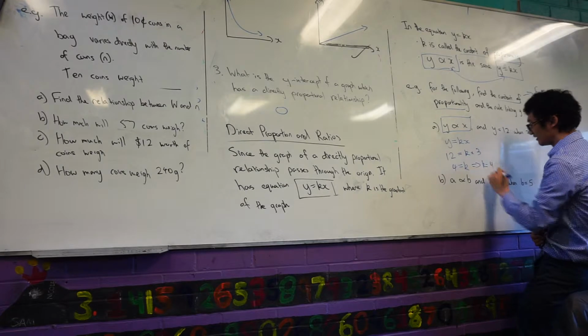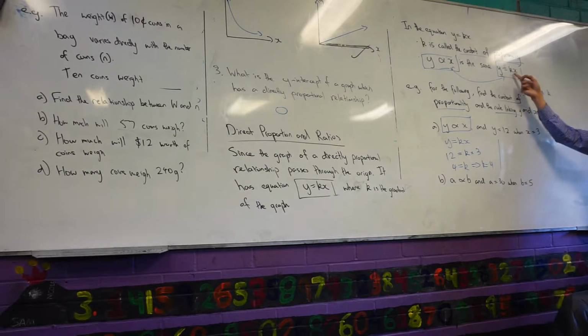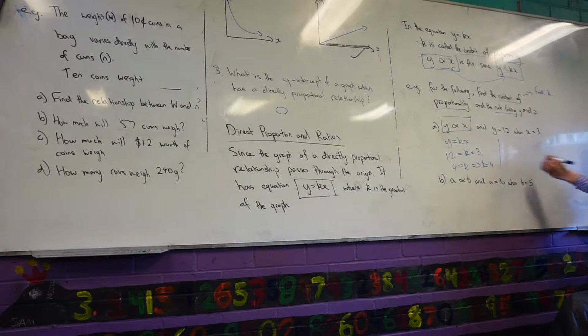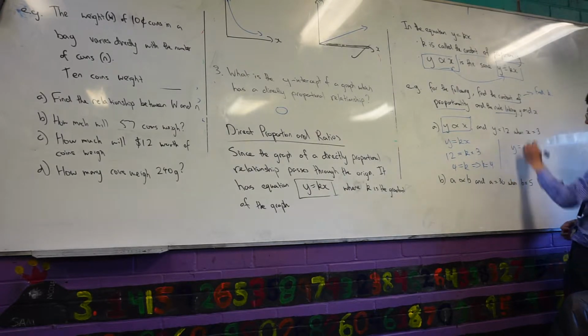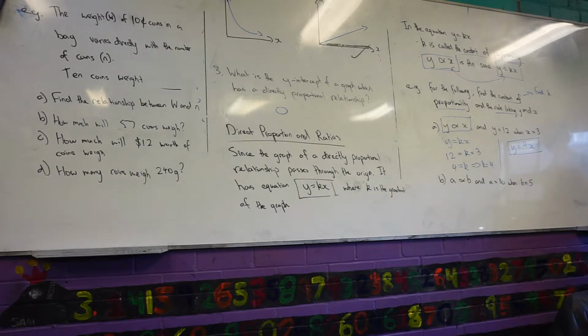That's not quite the end of the question because they also want me to find the rule linking them. All that's asking for is for you to write that statement in this form here. So all we write down is y is equal to 4x. That's the rule linking them together. It's pretty simple, isn't it? And to check this works, when you substitute x as 3, you get 4 times 3, which is 12. That confirms the answer is correct.